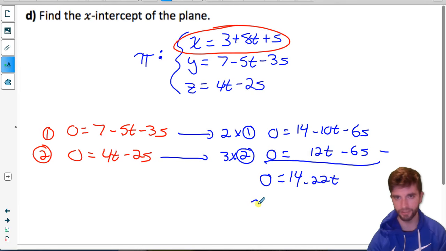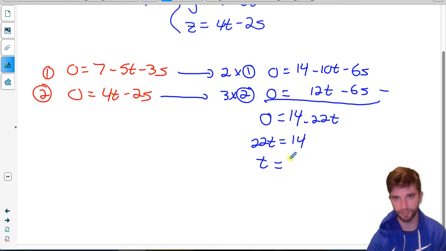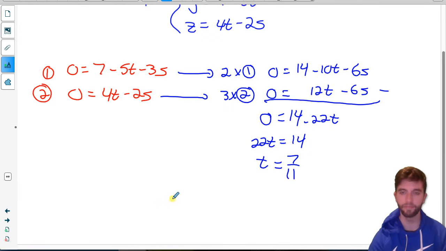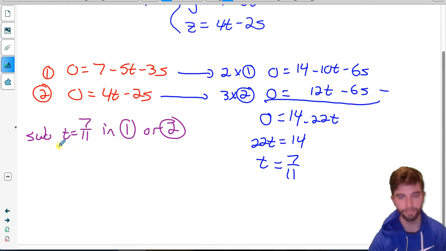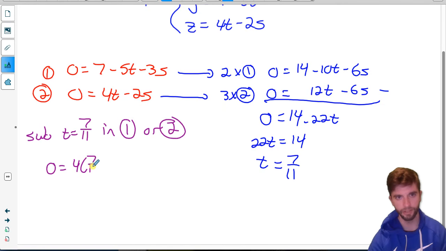And now I'll solve this equation for t. 22t equals 14. T equals 14 over 22, which reduces to 7 over 11. So that's the value for t. Sub that back into equation 1 or 2 to solve for s. So I will sub t equals 7 over 11 into either of them. I'll sub it into 2 because that'll be easier to evaluate, I think, but I'll get the same answer either way. So 0 equals 4 times 7 over 11 minus 2s. 0 equals 28 over 11 minus 2s.